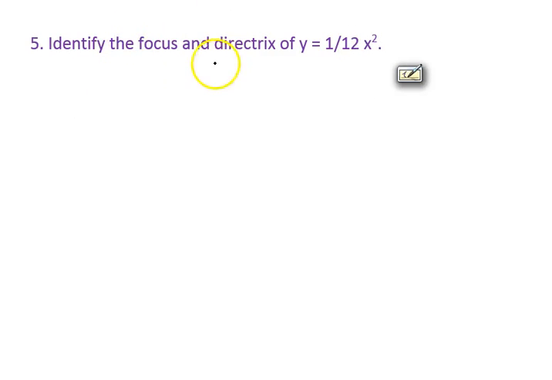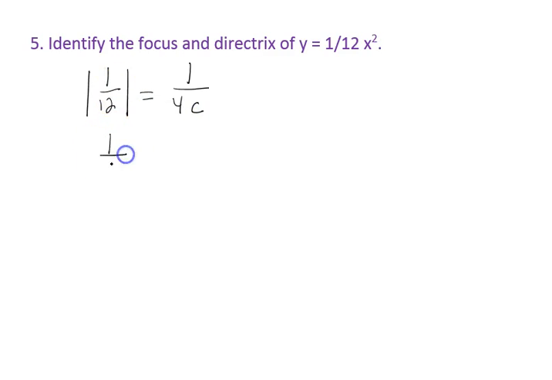Okay, now for another example of this, we want to identify the focus and the directrix of y equals 1/12 x squared. So I'm going to start out by figuring out what my c is. So the absolute value of a, so the absolute value of 1/12 equals 1 over 4c. And again, absolute value turns things positive. This is already positive. So I have 1/12 equals 1 over 4c. You can cross multiply, or you can just realize that the 12 has to equal the 4c. And then you divide and you get c is 3.